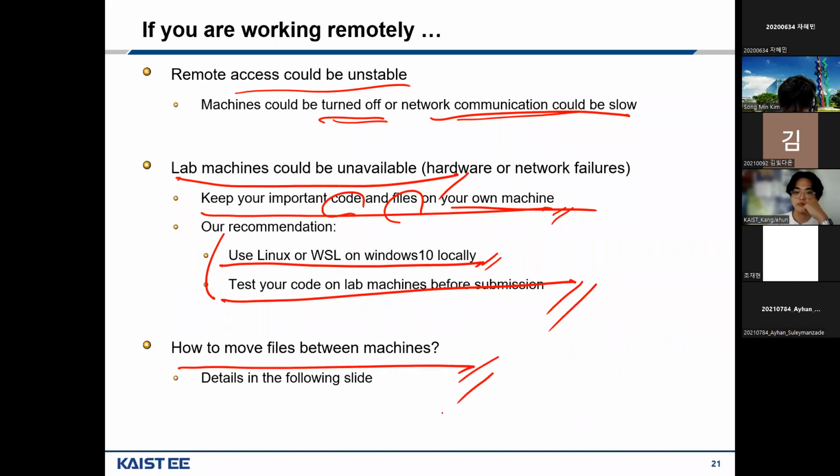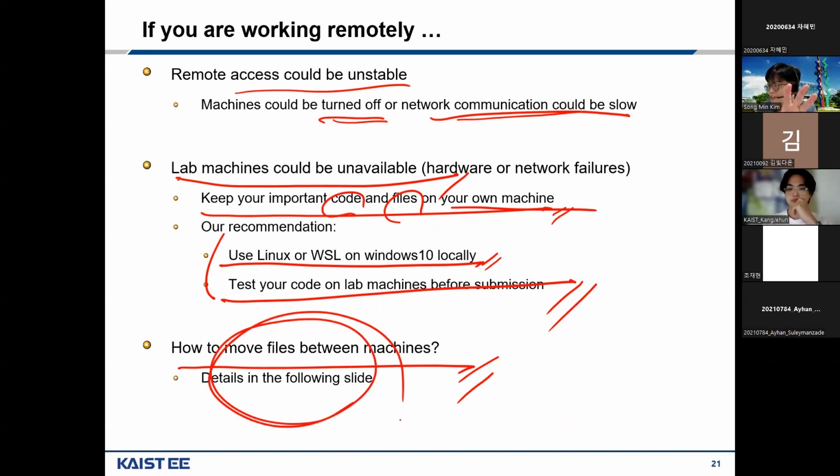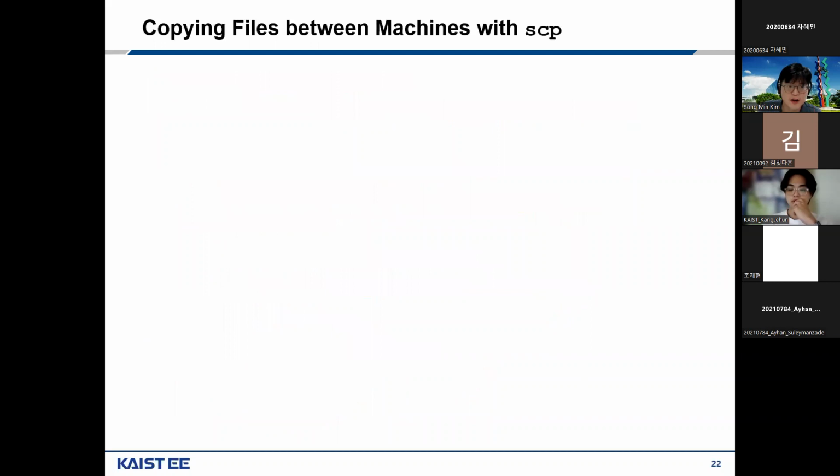How do we move files between machines? Our suggested guideline is that you program on your computer, and then you upload to the server and test it there. If it runs well there, you submit on KLMS. That's our suggestion. In order to do so, you should be able to upload your local file to the server in order to test it there. That's what we'll be learning about in the next slide.